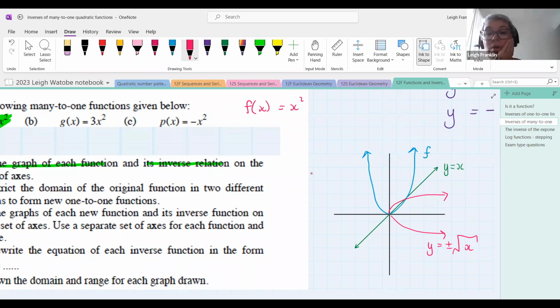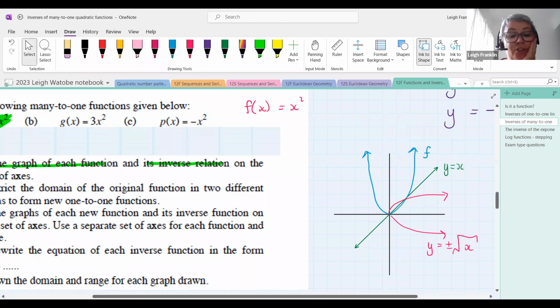I'm not allowed to write it as f of x. That sort of notation is restricted only to functions. I cannot use it for relations.